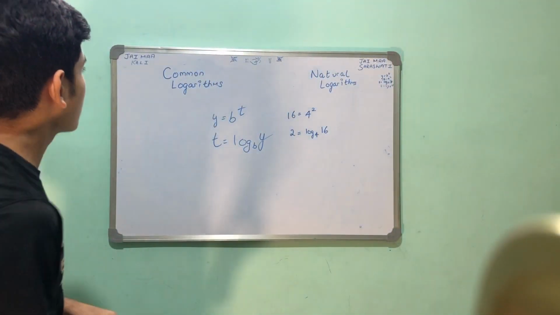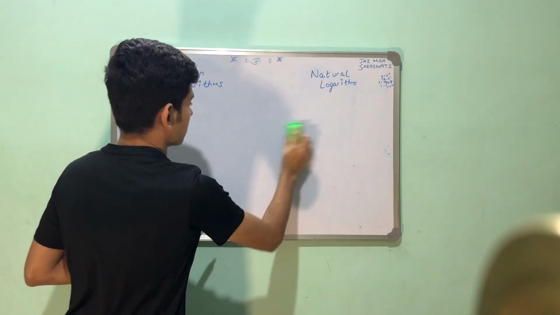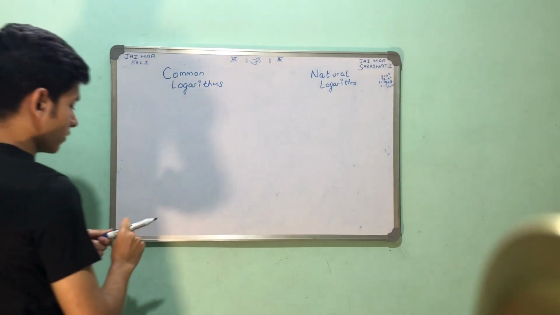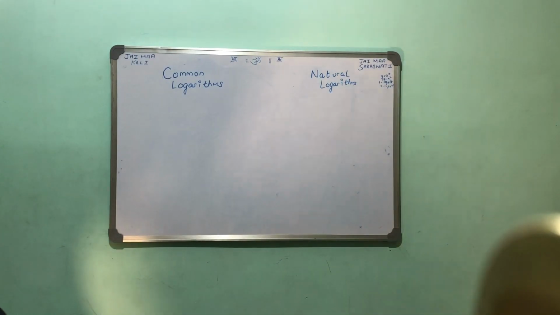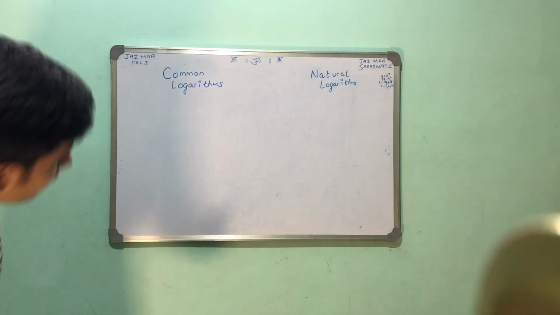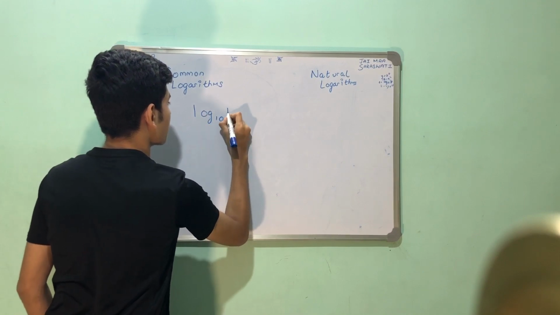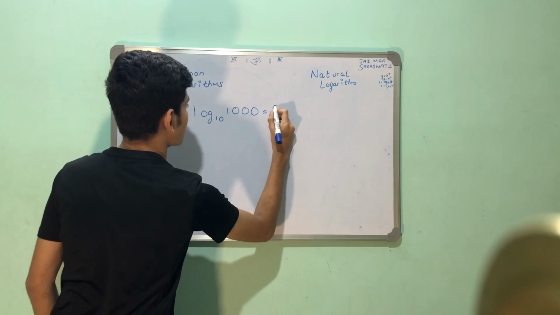So now let's jump to common logarithms. Common logarithms are generally needed in computational work. For example, let's take log base 10 of 1000. The value will be 3.